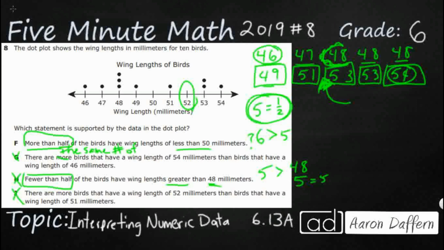So we're going to come back to our F. More than half the birds have wing lengths of less than 50, and we're just looking at it right here on the dot plot, less than 50. Remember, we've got 6 of them, and that's greater than the 4 over there on the side, so our answer is F.